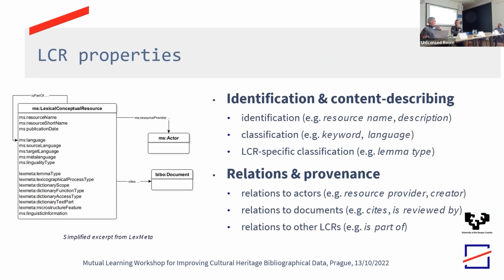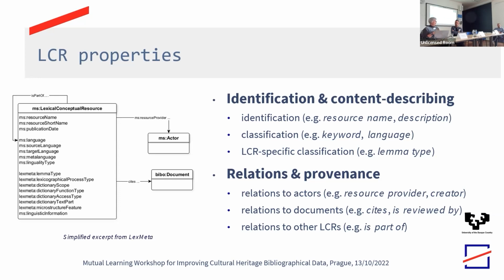So for each of the classes, we're also looking at the properties that we want to assign to them. For the lexical conceptual resource, as we said, this is the equivalent, the subclass of expression. So there we have mostly the content description properties. Obviously also descriptive and identification properties like resource name, a description so that human readers can understand what this is about, classification information, which is also general for any bibliographical item, like keywords, language.